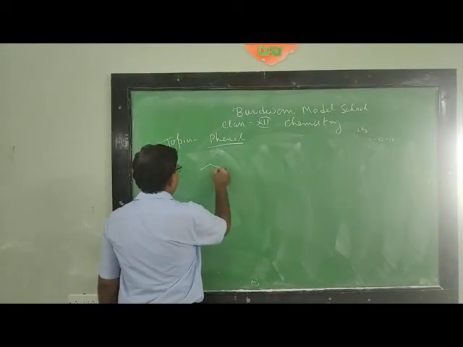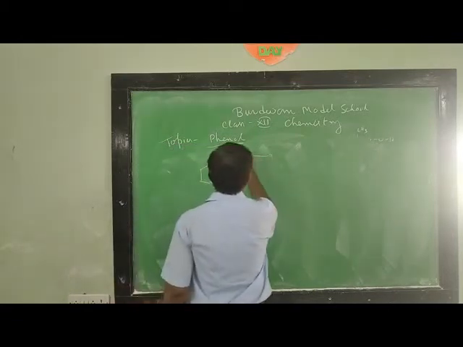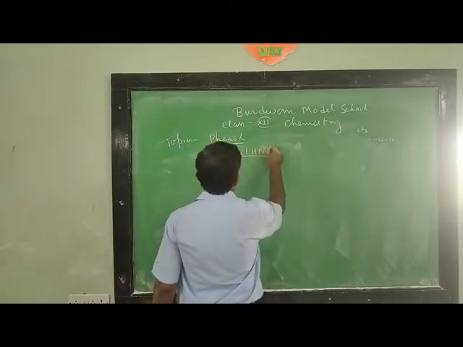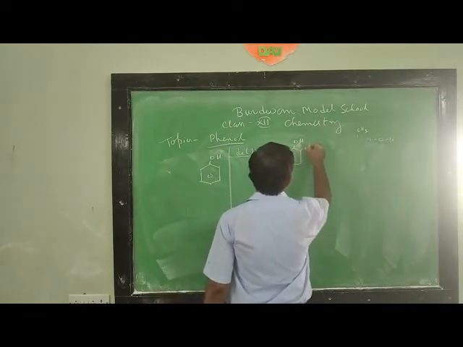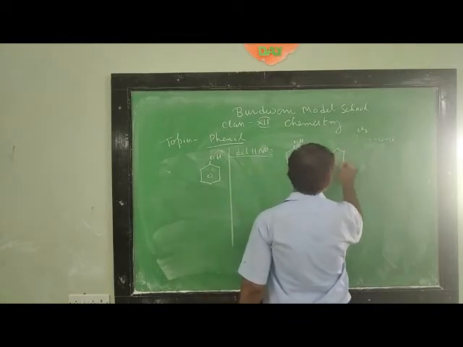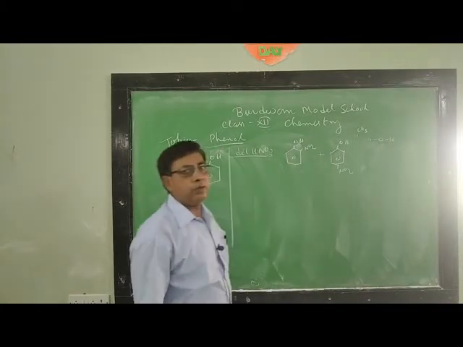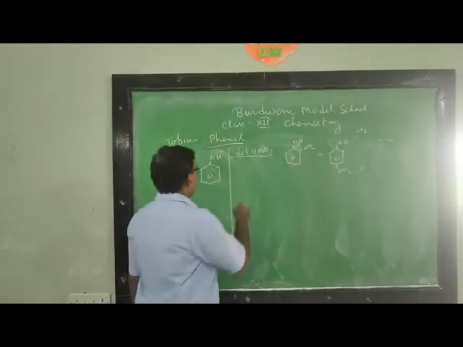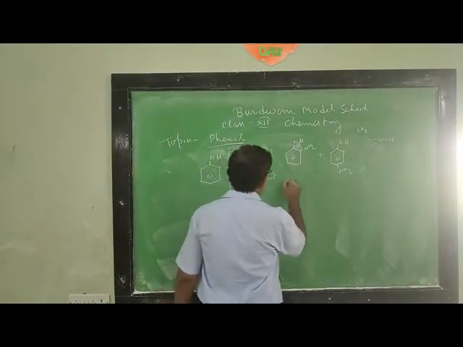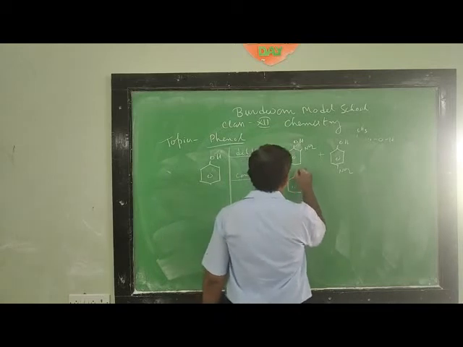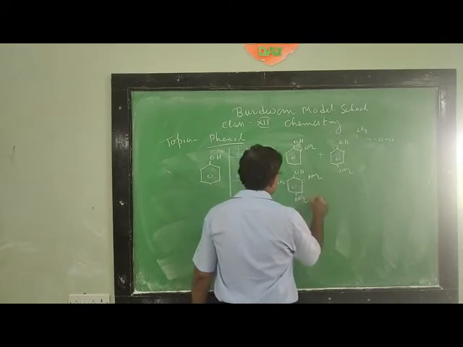For example, phenol reacts with dilute nitric acid to form ortho-nitrophenol and para-nitrophenol. But benzene does not react with dilute nitric acid to form nitrobenzene. When phenol reacts with concentrated nitric acid, it forms 2,4,6-trinitrophenol. This is known as picric acid.